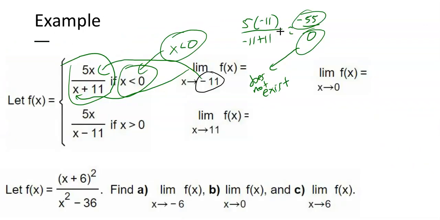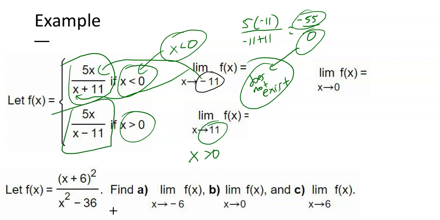But here, it's not 0 divided by 0. It's some other number divided by 0. That one we can just draw a conclusion right away. The limit doesn't exist in that case. The same thing happens here. Here x is greater than 0. That satisfies this condition. We use this equation. If you plug in 11 there, you get 55 divided by 0. Same issue, so this limit doesn't exist. This one also does not exist.